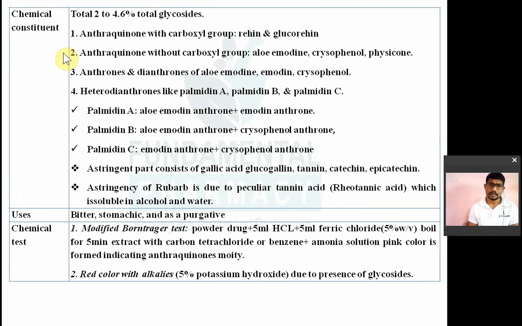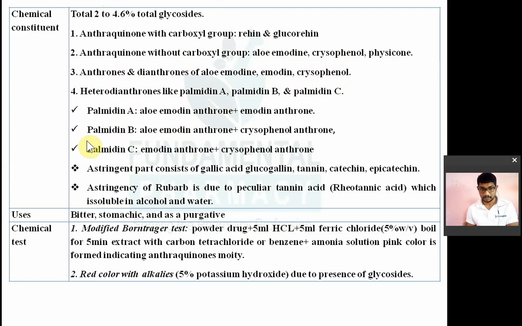It contains 2 to 4.6% of total glycosides. Again, anthraquinone glycosides with carboxyl group, for example rhein glucoside. Anthraquinone glycosides like aloe-emodin, chrysophanol and physcion. I will show the structure later. Then anthraquinones and dianthrones like aloe-emodin, emodin, chrysophanol. Heterodianthrones like palmidin A, palmidin B and palmidin C. These are the three main ones.